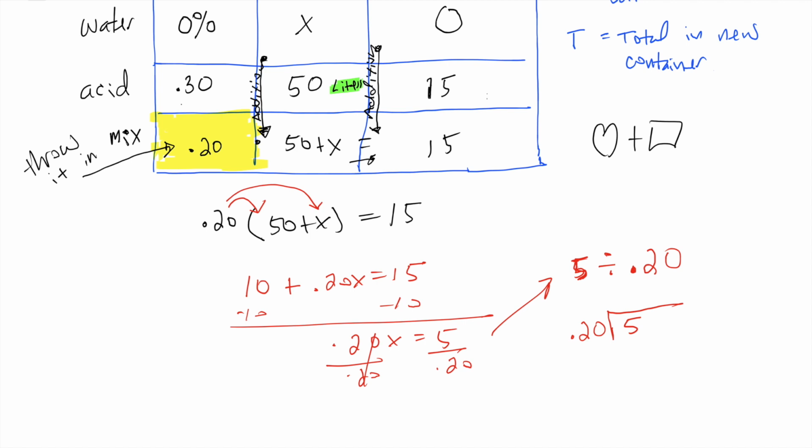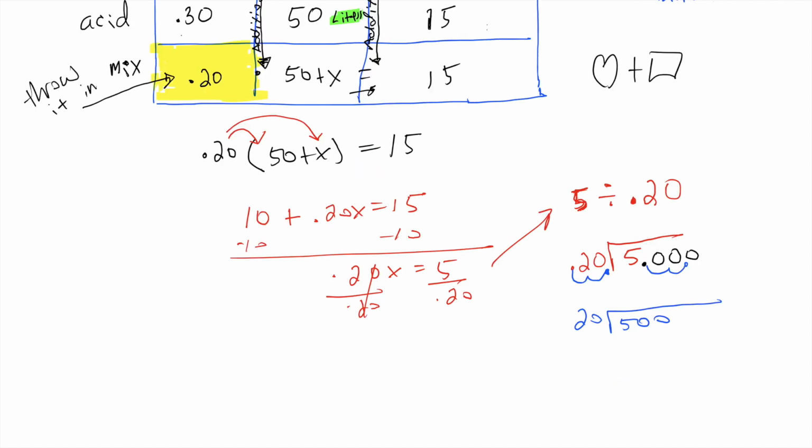So then we go right here. We go point and as many zeros as needed, because 5 is really the same thing as 5.0. You have to make that 0.20 not a decimal, so you have 20 going into 500. 20 goes into 50 twice. That's 40. That's 10, drop down the 0. 20 goes into 100 how many times? 20 times 5 is 100. Yep, so your x equals 25.